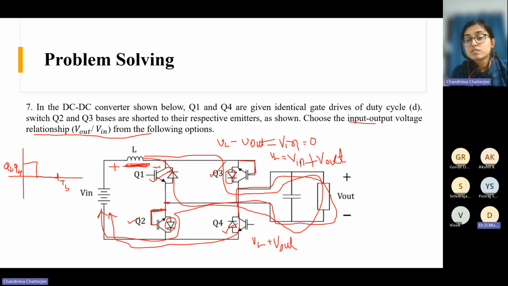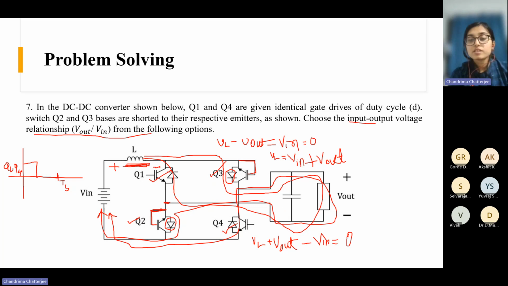plus V out. Then it is from minus to plus. So it is minus V in, minus V in is equal to 0. So VL is what? VL is V in minus V out, right? VL is V in minus V out.